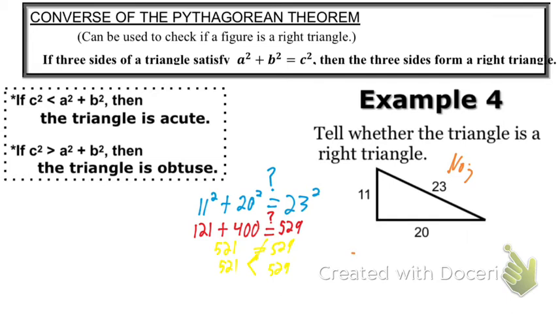So what type of triangle would this one be, we said? Obtuse. It'd be obtuse because C squared is bigger, meaning the actual side length is bigger than it would be if it were a right triangle.